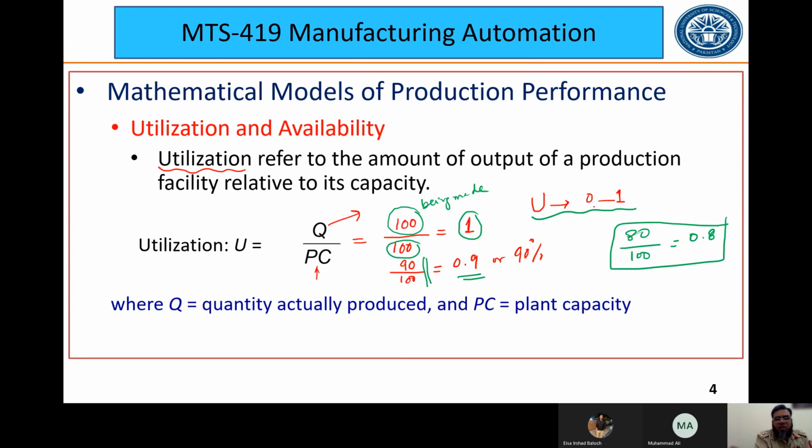So utilization will vary between 0 and 1. 100% utilization means 1, and less than 100% is something like this. If we have a plant capacity of 100 but we are making 90 parts, our utilization would be 90% or 0.9, and similarly for 80% or 0.8. So this is the utilization of the plant for manufacturing.